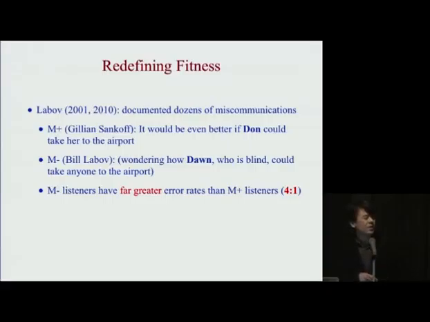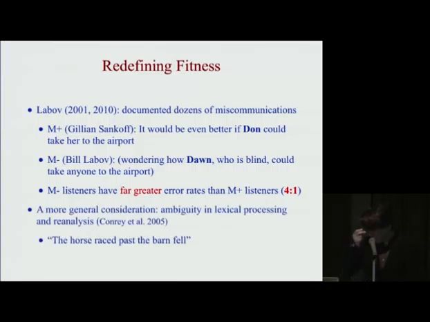If you look at the rates of errors that Bill collected over the years, he found that it's actually people who have a distinct system that are more easily confused than people with a merger system, by the ratio of 4 to 1. We have something to say about that later on. And the more general consideration, I think, is actually not gross miscommunication, because that happens rarely. 80 instances in 25 years is not a lot. In most cases, you can figure out what the other person is trying to say.